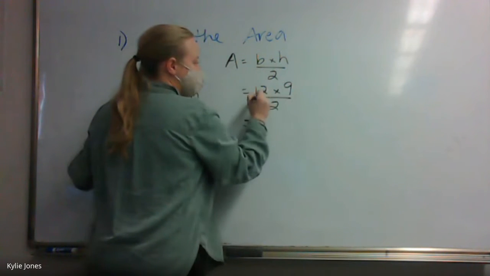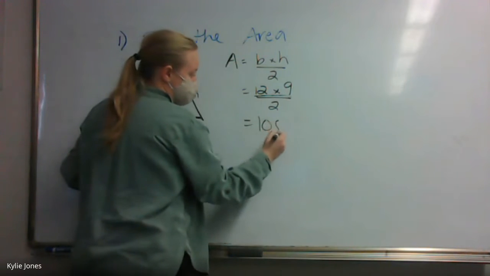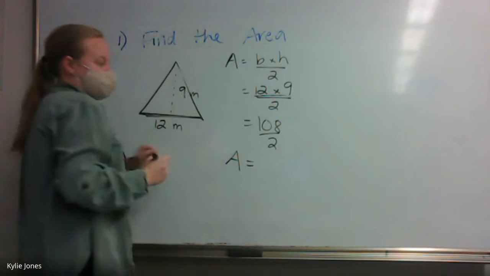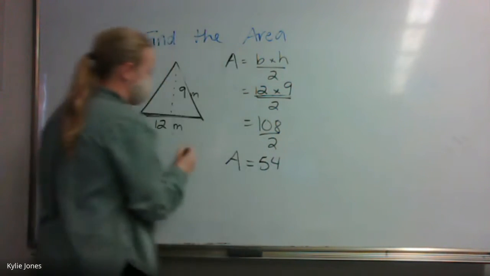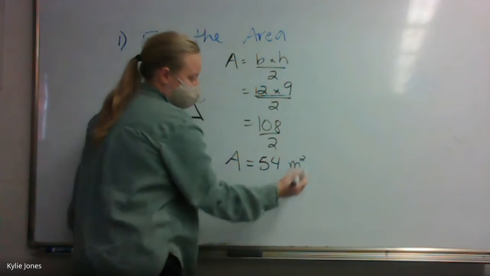What is 12 times 9? That's what you need to do first. It's 108, and that needs to be divided by 2 still, which is 54 meters squared. Good. 108 divided by 2 is 54. And Alan did remember to add the units, which is meters squared.